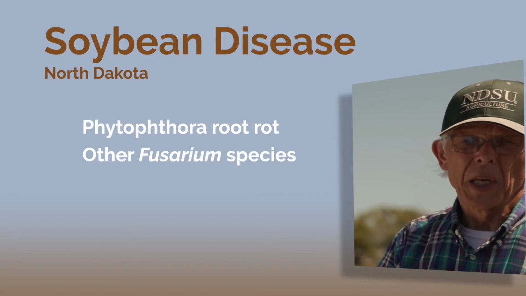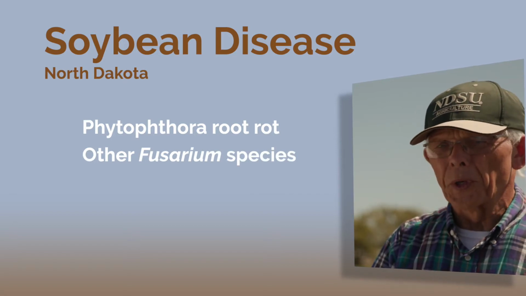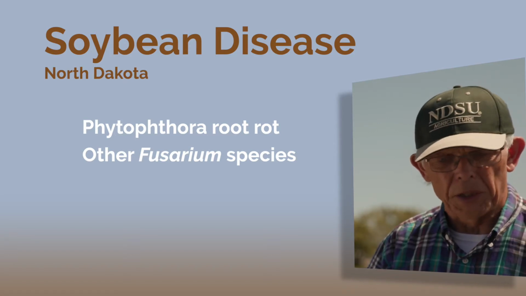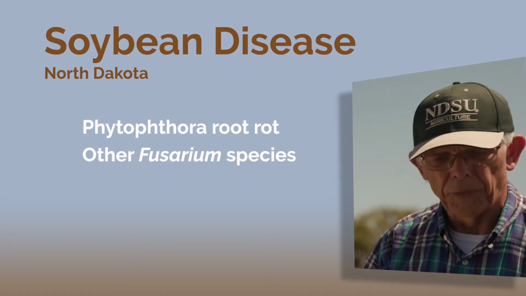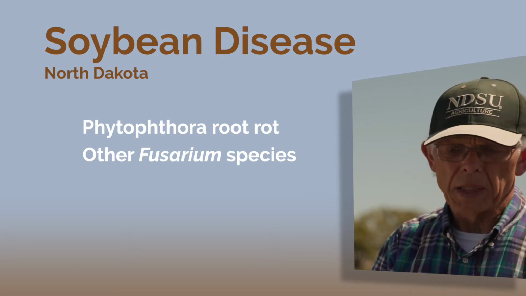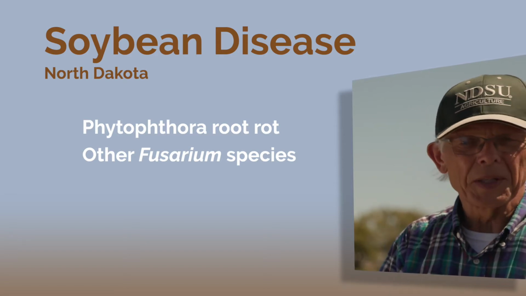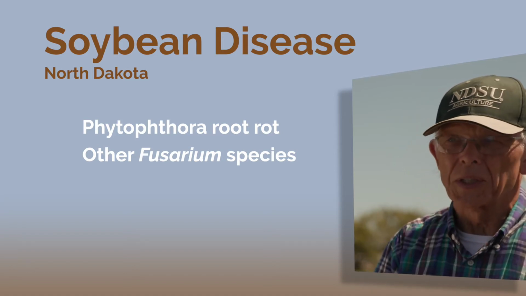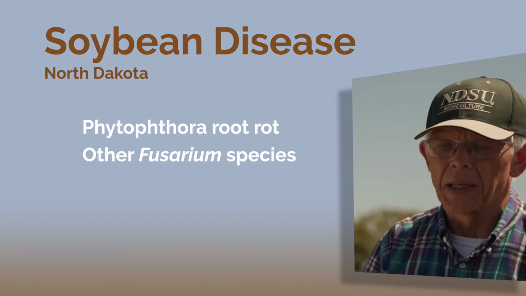We also have at least 3 to 4 different other Fusarium species that infect roots, and they cause root rots. They don't cause the typical foliar symptoms that sudden death syndrome does, but they do cause root rots. And it's one of the major reasons that we always try to emphasize the importance of rotations to try to eliminate some of that inoculum in the soil. The more you grow soybeans year after year, the more you build up those root-infecting organisms.